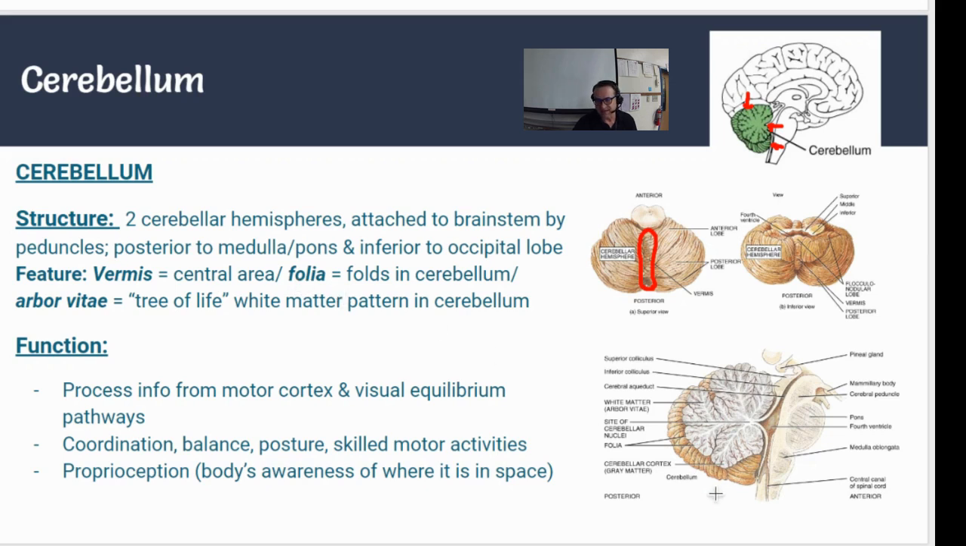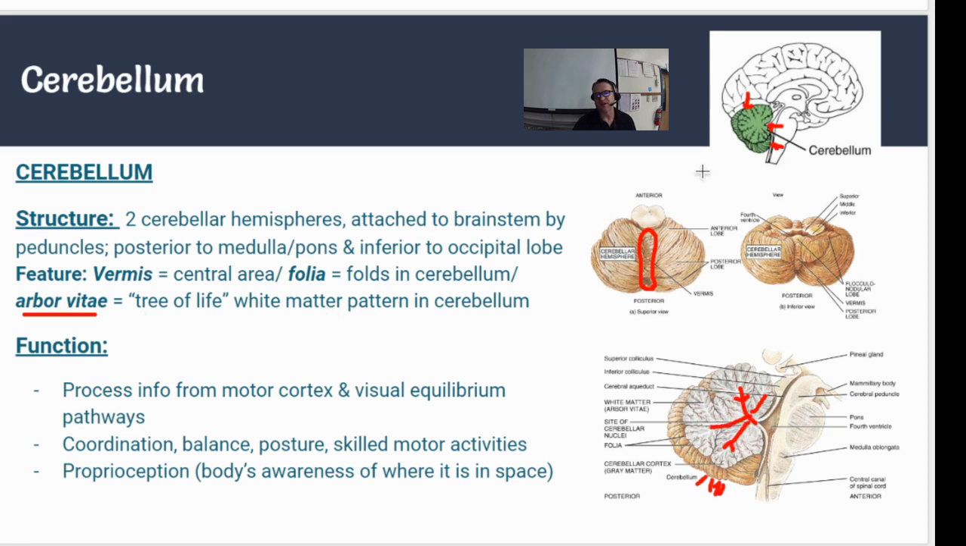Folia, you can barely see it, but there are these little folds in the cerebellum, kind of like the gyri and the sulci of the cerebrum. Those little folds are the folia. Don't know if you'll need to know it. And don't forget the arbor vitae. In our dissection, we did a mid-sagittal cut and saw the white matter. Remember, these are myelinated axons. These are tracts, and it looks like a white tree deep inside the cerebellum.